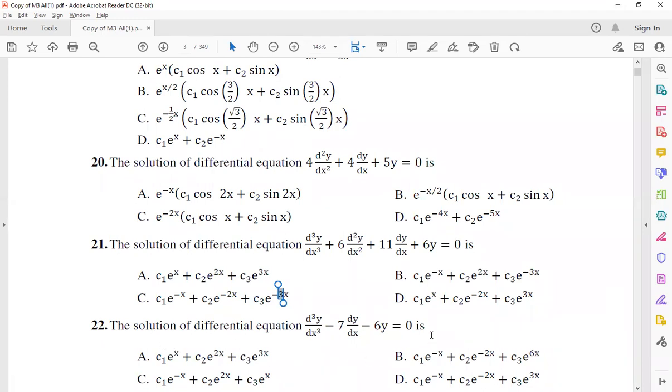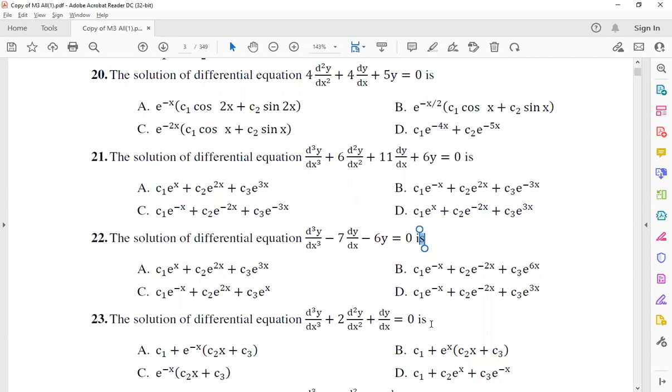22. Solve this. Roots are 3, minus 2, minus 1. Answer? D option. Is everyone agreeing on D? Yes. Right. Good.